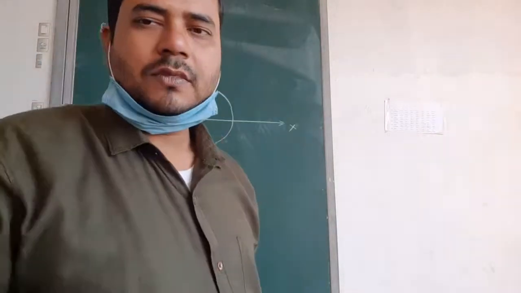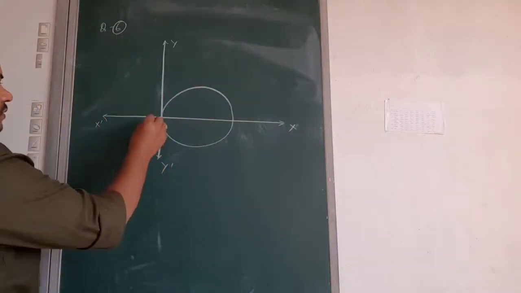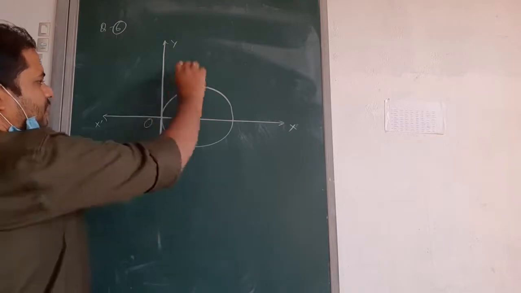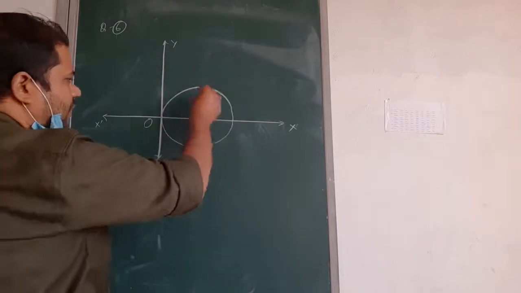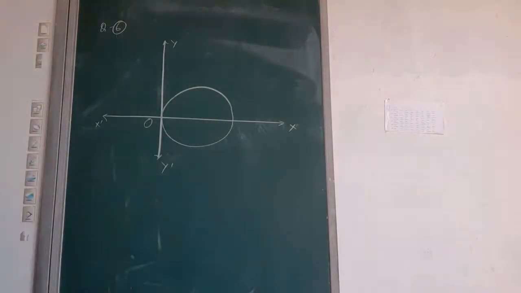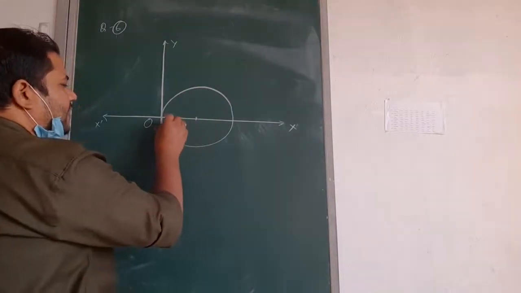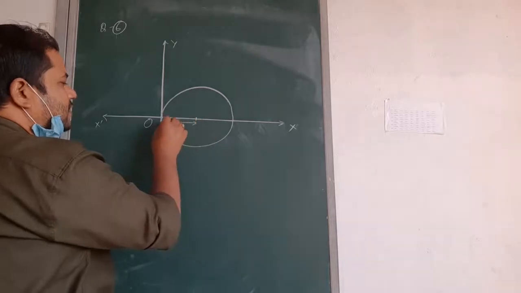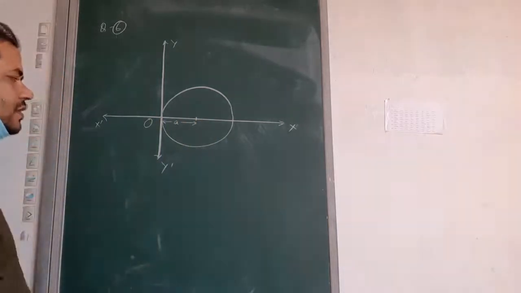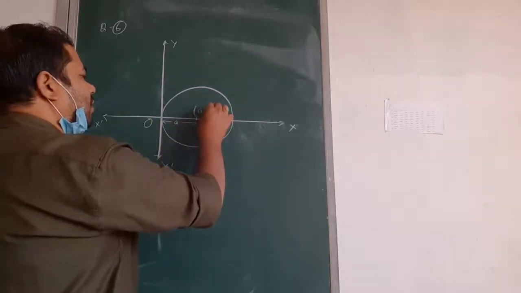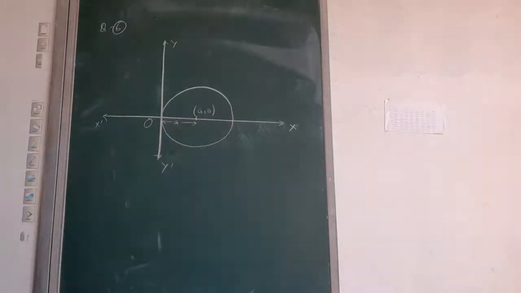Okay, so this is the origin and the circle which is touching the y-axis at the origin. So suppose a is the radius. Then the center is nothing but (a, 0). Okay, so we need to find the equation of the circle whose center is (a, 0) and radius is a.